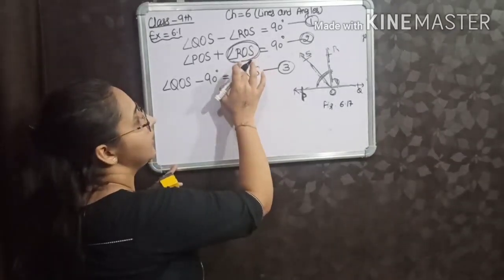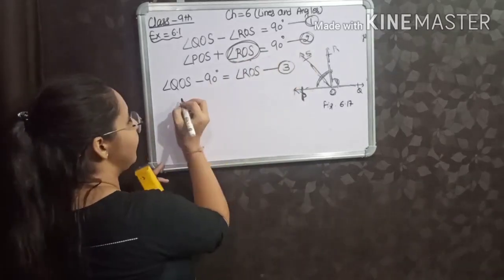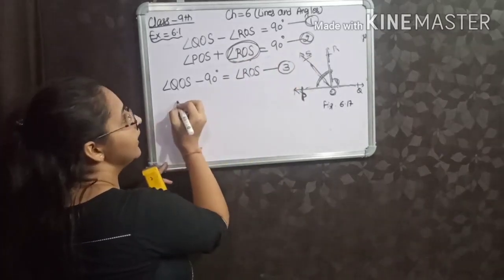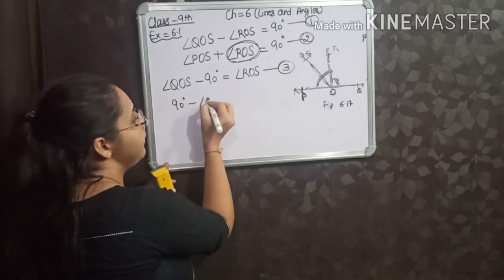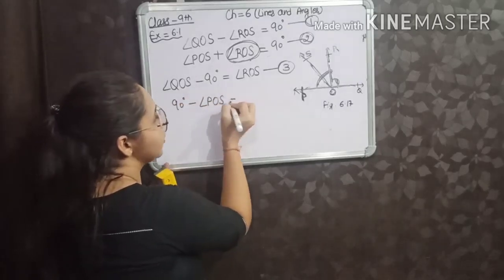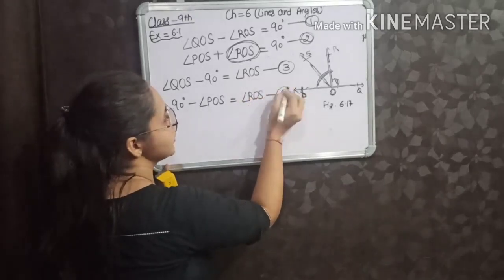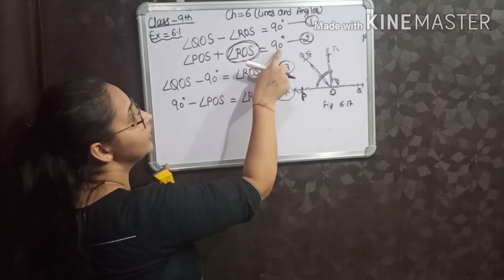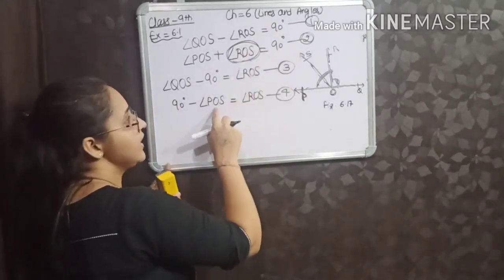Similarly, I can evaluate the value of ROS from equation 2. So 90 degrees minus POS is equal to angle ROS. This is the fourth equation. Angle ROS is equal to 90 degrees, and this POS comes to that side with a negative sign.